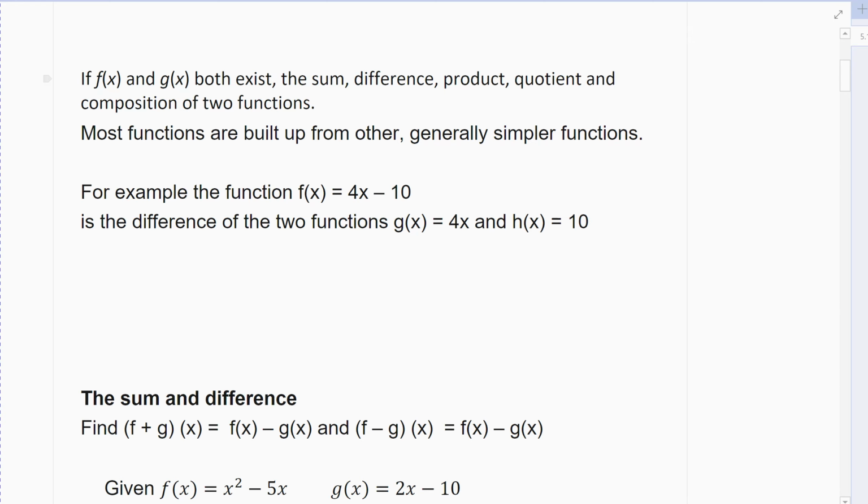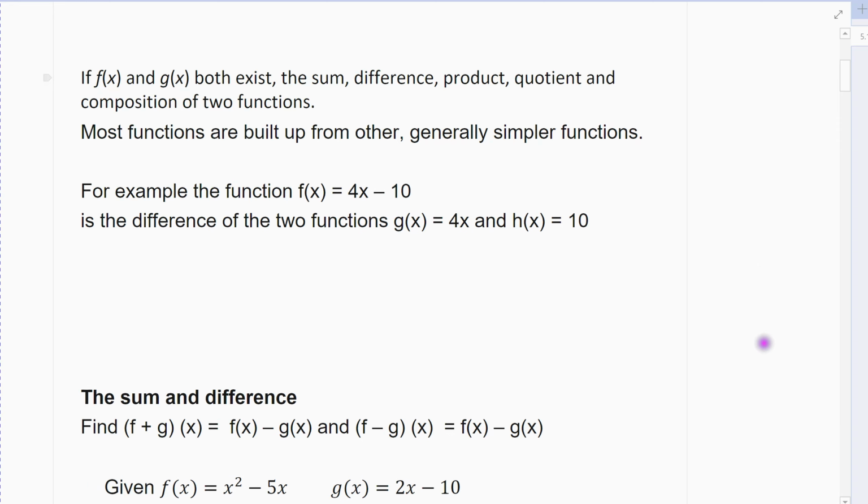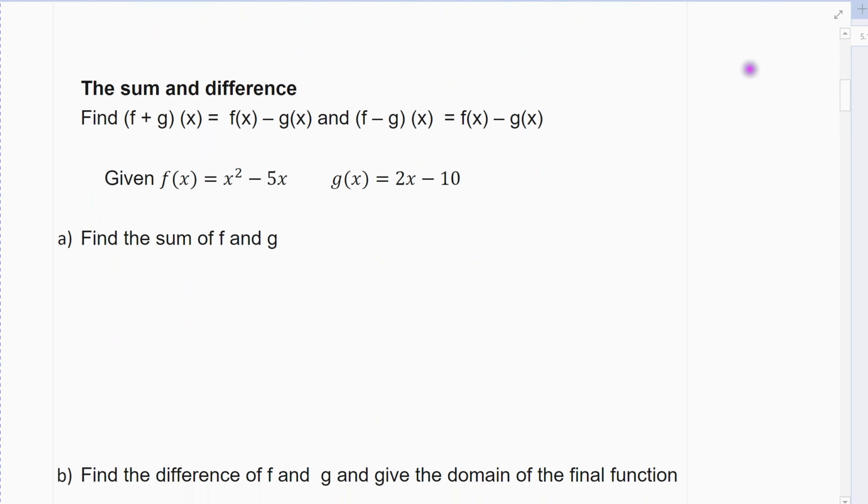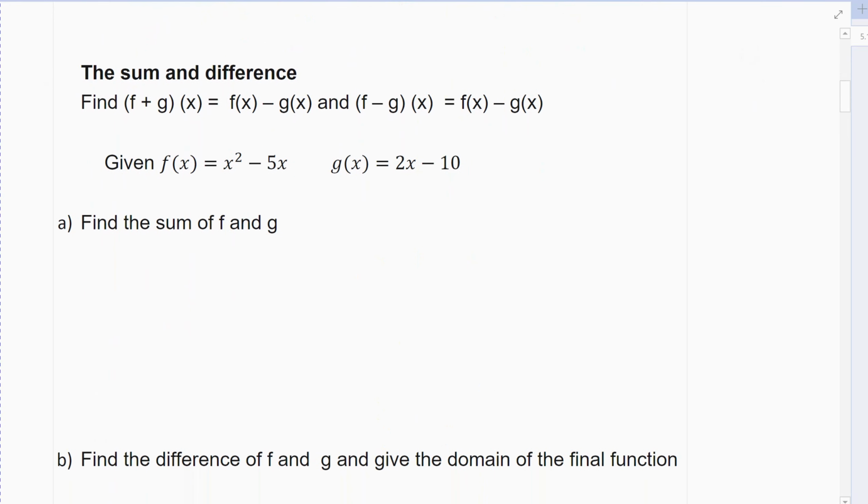This should be a fairly quick and easy review. It's just the way we can combine functions. The first one is the sum and difference, adding and subtracting. The biggest thing with adding and subtracting functions is make sure you can only combine like terms and be very careful with subtraction. So I've got my two functions here: f is x squared minus 5x and g is 2x minus 10.